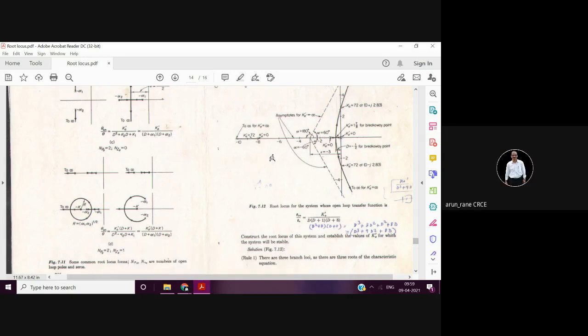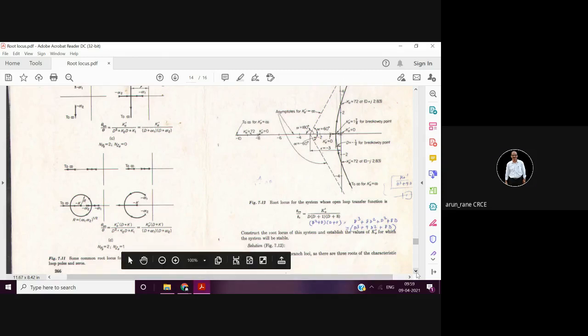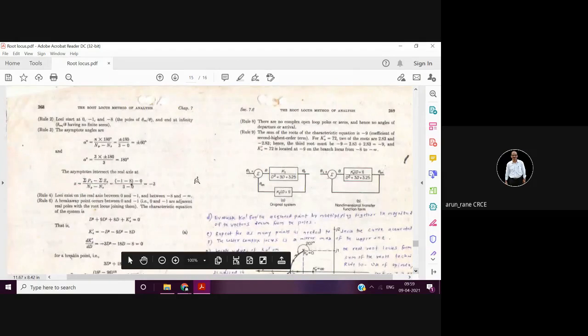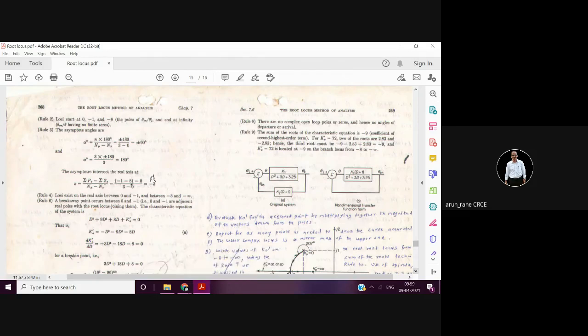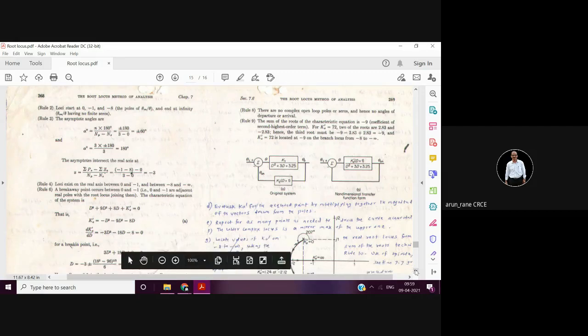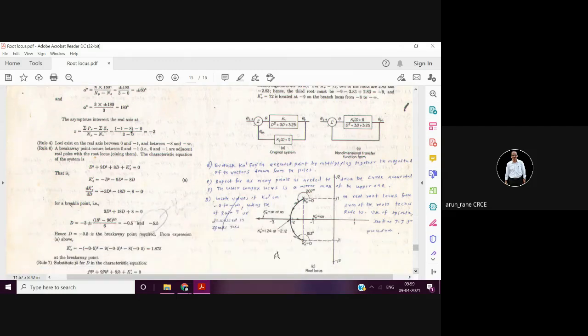There is no break in, there is only break away. Minus 5.5 is here, this is your minus 5, and minus 5.5 will be here, but there is no root locus between this and this, isn't it? And we know root locus starts from poles and ends at infinite zeros, correct? So the three loci are starting at these poles and ending at infinite zeros. So that was your rule number 6. It is breaking at minus 0.5, and this you have to ignore.